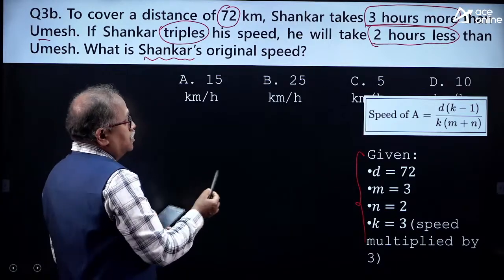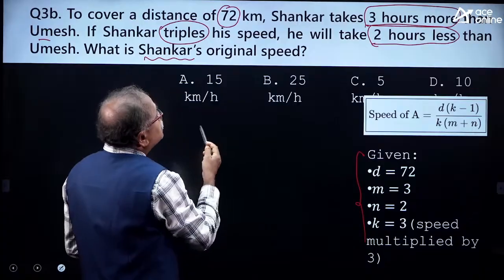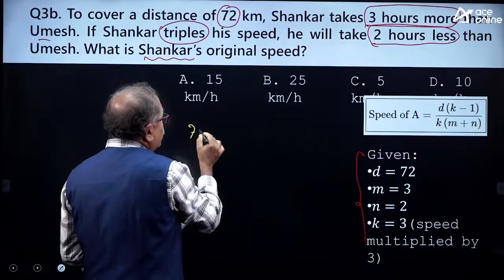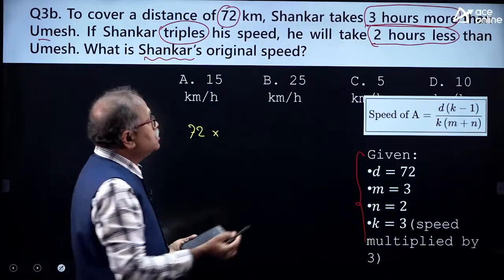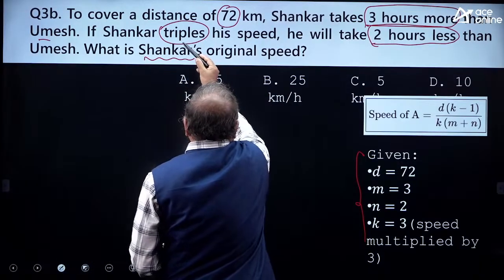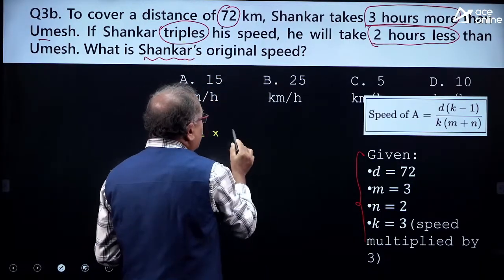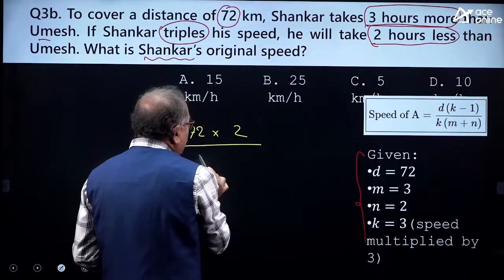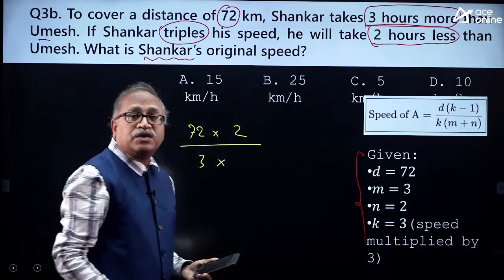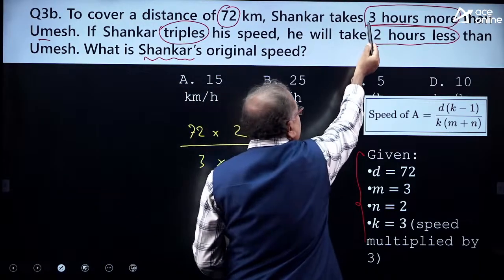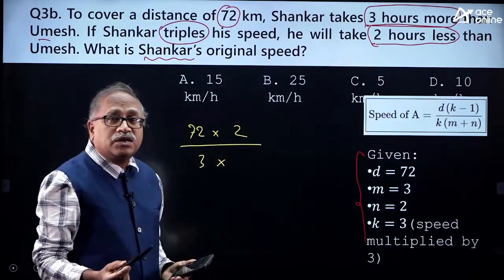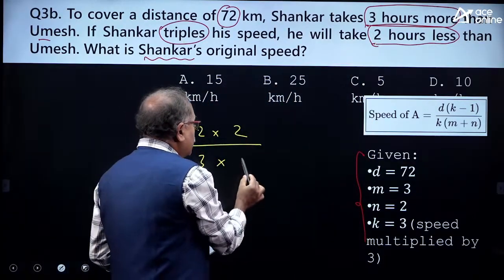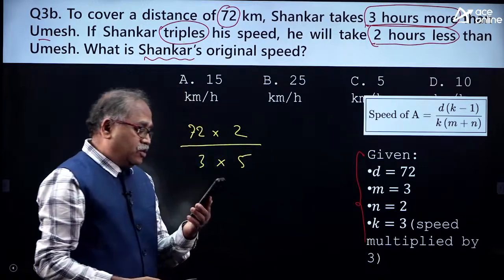So what is d over here? The d is 72 kilometers, which is given to us, and k minus 1. K is the number of times, that it is trebled. So 3 minus 1, which is 2, by k into the difference of time, that is 3 hours more and 2 hours less. What is the difference? Total difference is 5 hours. You will get the answer.